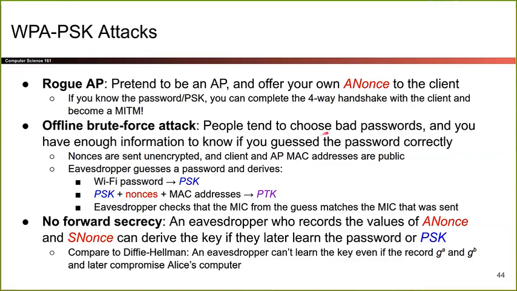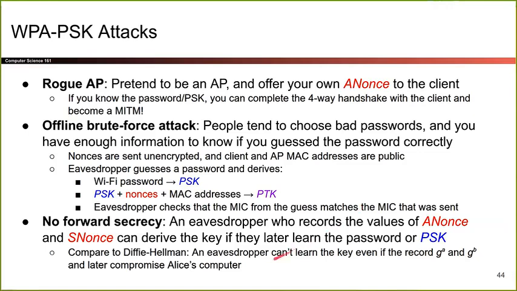And it also helps that a lot of Wi-Fi passwords are very poor. People just use the name of their dog or password 123 or something. So you can actually brute force this and just try a bunch of common passwords. And usually, if the password's bad, it will only take a couple of thousand or a couple million guesses before you find the right one. So that's the offline brute force attack.